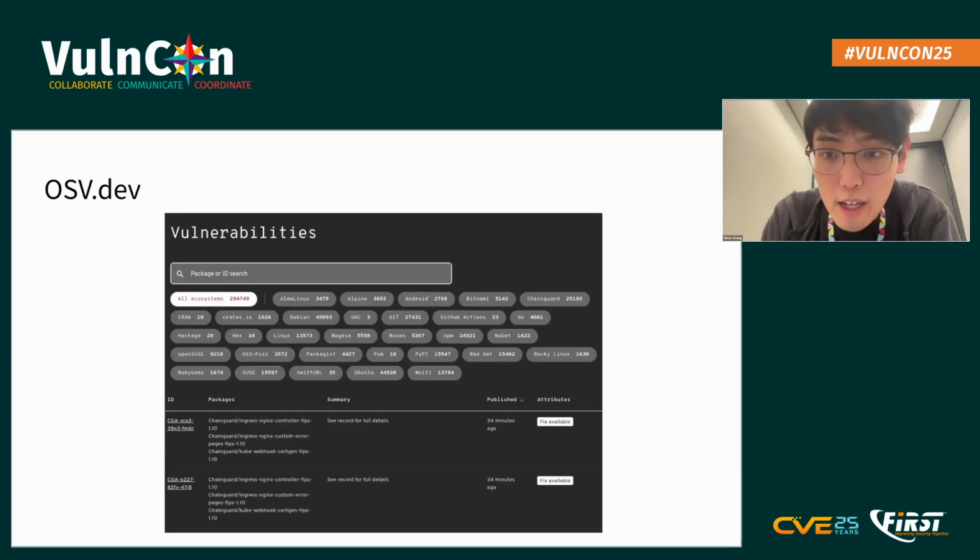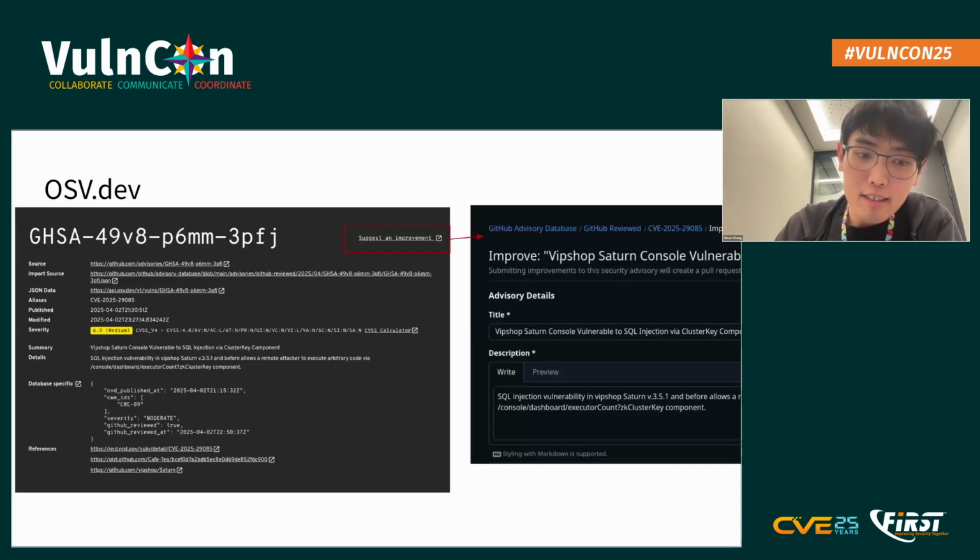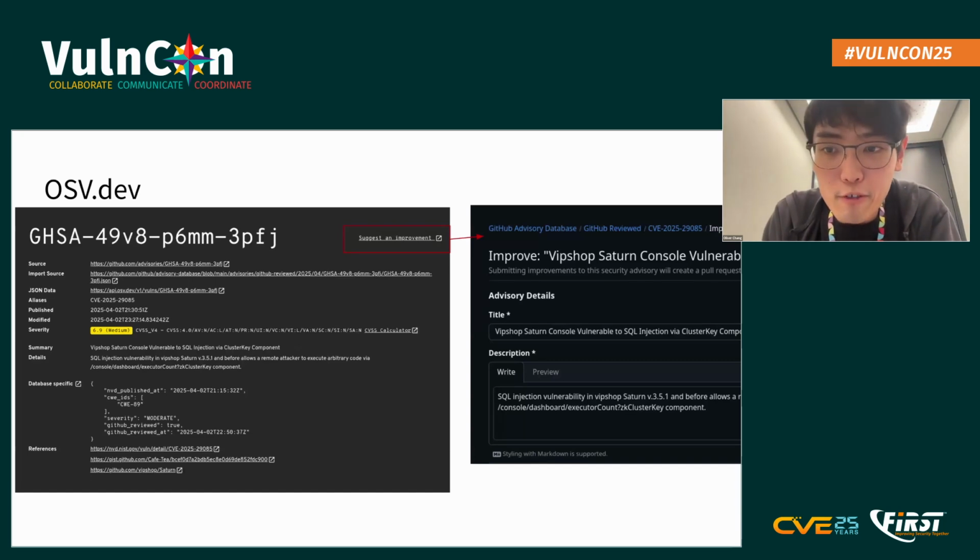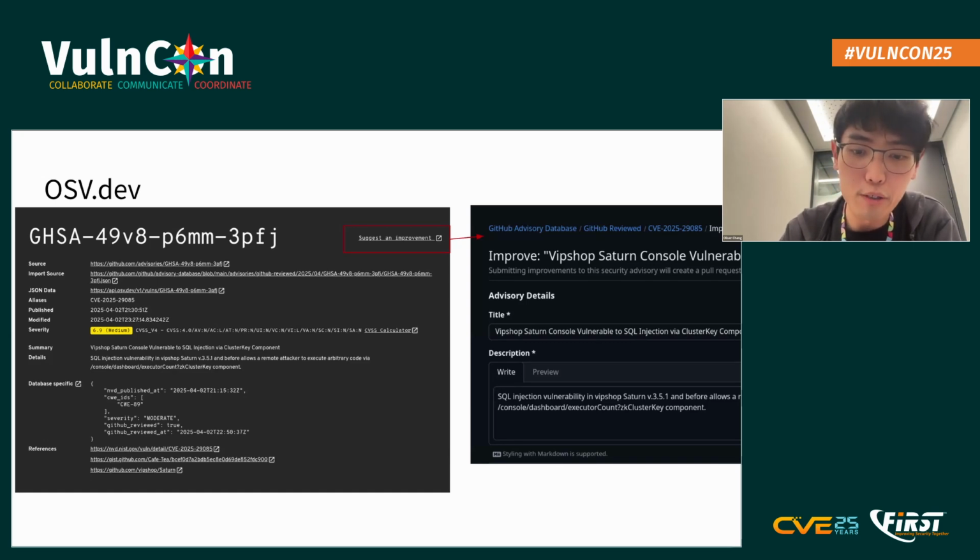So first, we have OSV.dev, which is an aggregator of all OSV home databases. OSV.dev provides a web UI for browsing and looking up details of vulnerability records, and it also provides an API to query records programmatically. We also direct users to the specific upstream processes for amending a record. For instance, if we're displaying a GHSA record and a user notices that there's some incorrect information, they can just click a button and we'll take them straight to the GitHub UI for submitting an advisory improvement.